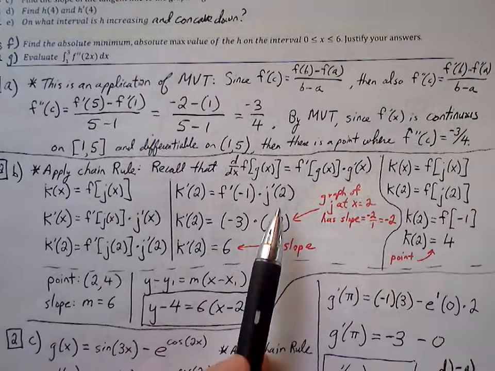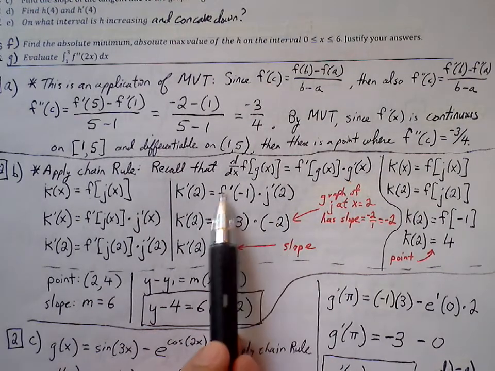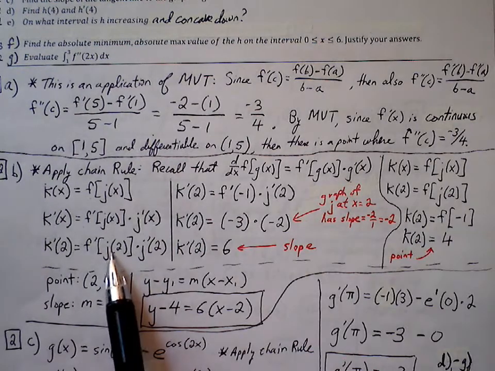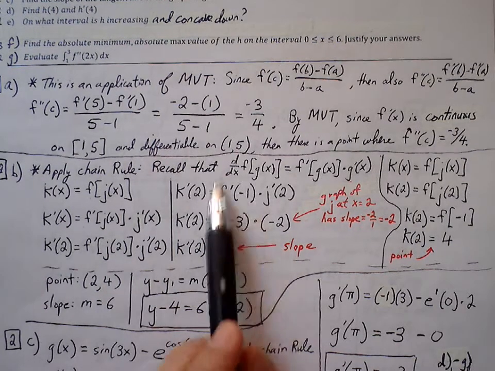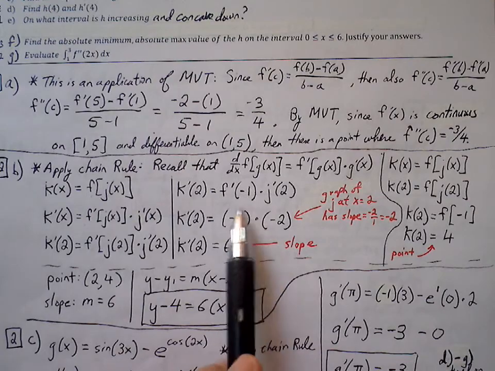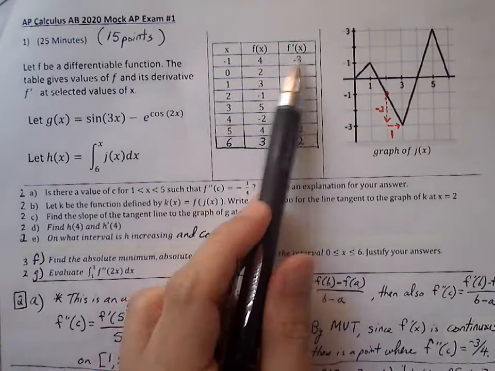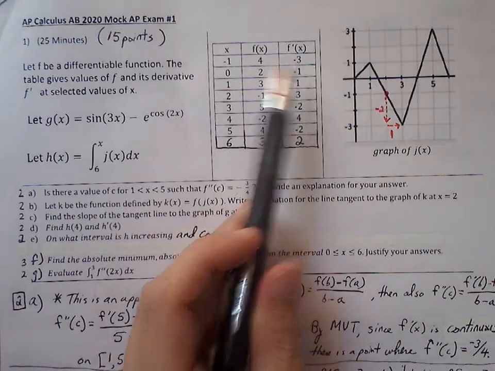So we can replace j prime of 2 with negative 2. And then we found j of 2, but j of 2, which is negative 1, is still stuck inside this f prime of negative 1 expression. So f prime of negative 1, we go to our table here. F prime of negative 1 is going to be negative 3.